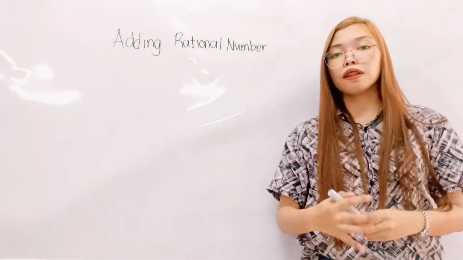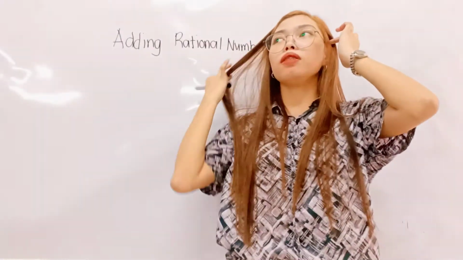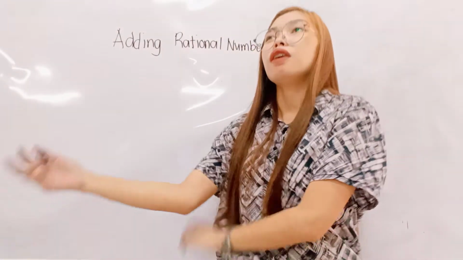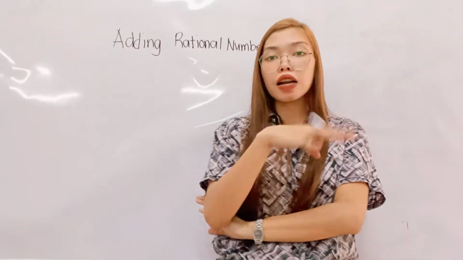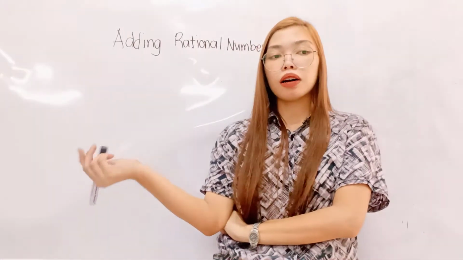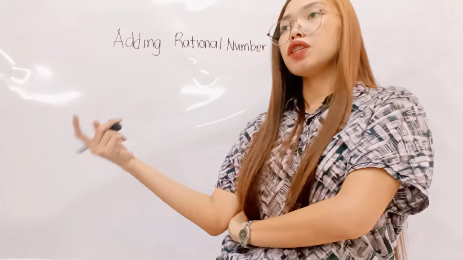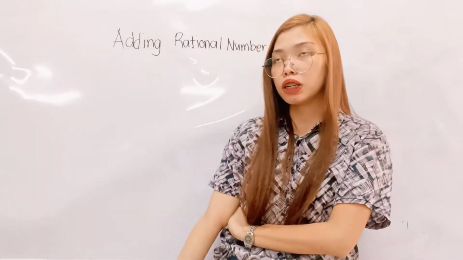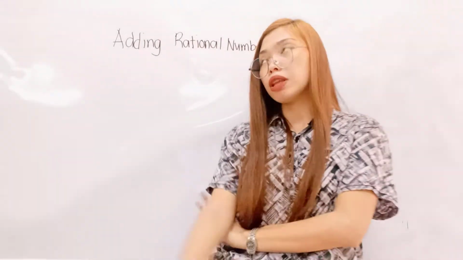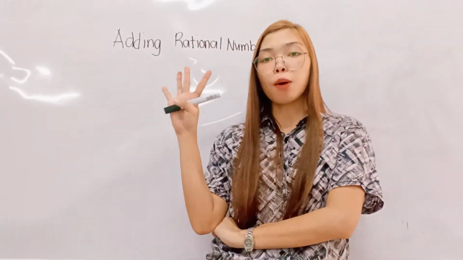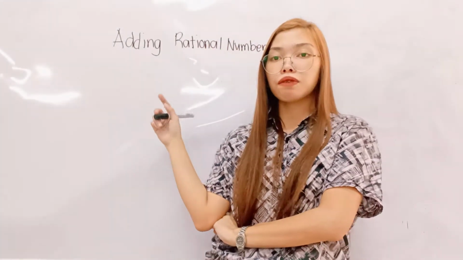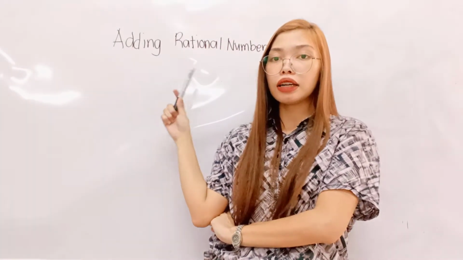Grade 7. So last meeting, we discussed the real number system, which contains the rational and irrational numbers. We already tackled changing different forms of rational numbers, from decimal to fraction and from fraction to decimal. Now we're going to perform the four operations on rational numbers. Let's start first with adding rational numbers.